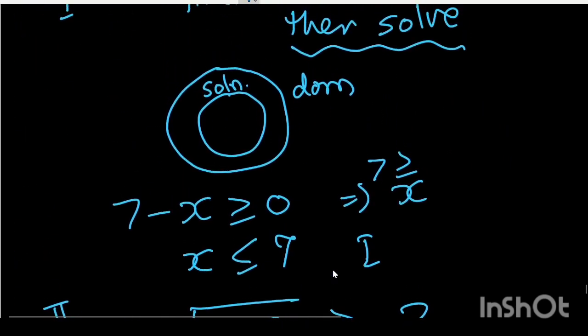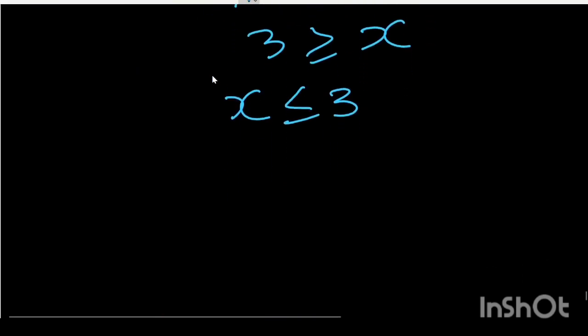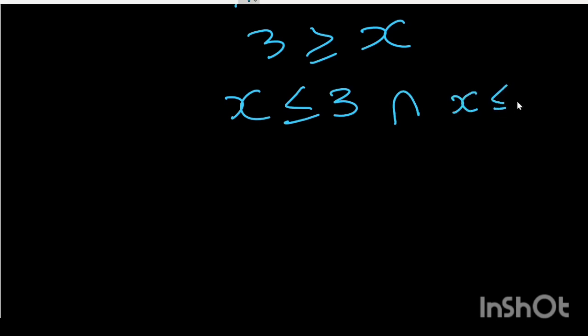So this is the solution. The solution is a subset of the domain, which means we need to take the intersection of the domain and what you got as the solution. Okay, so this is not the final solution. This is the solution that we obtained after solving it. So we need to take the intersection with x less than or equal to 7.